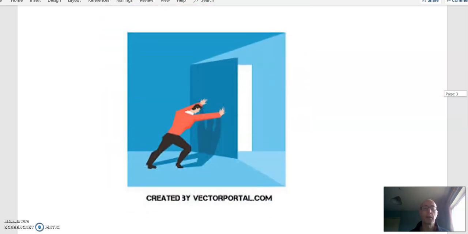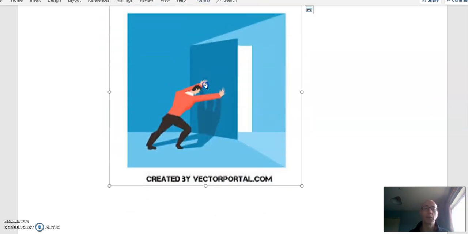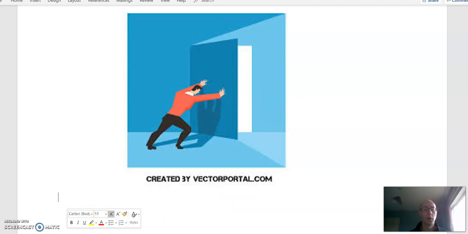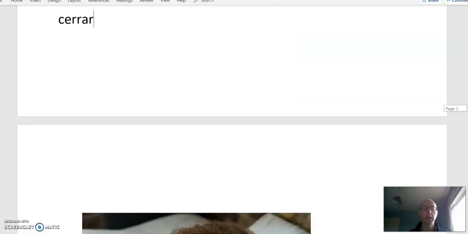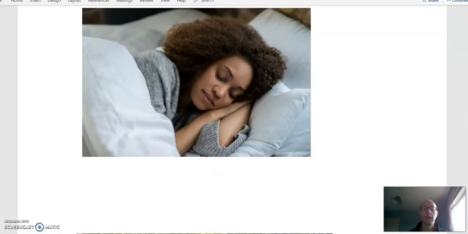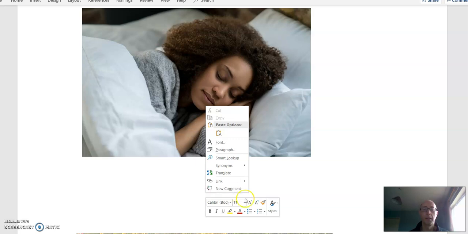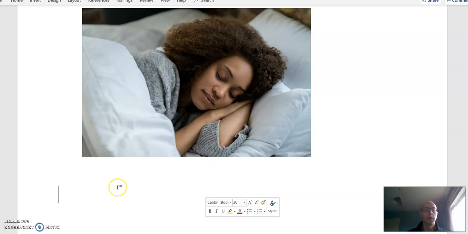Let's look at some verbs. What's this verb? ¿Cómo se dice en español? Close. Cerrar. Again, it's an E to IE verb. Cierro. We'll come back and do some practice in a second. ¿Cómo se dice en español to sleep? Dormir. Exacto. So the O, we know, has to change to UE.